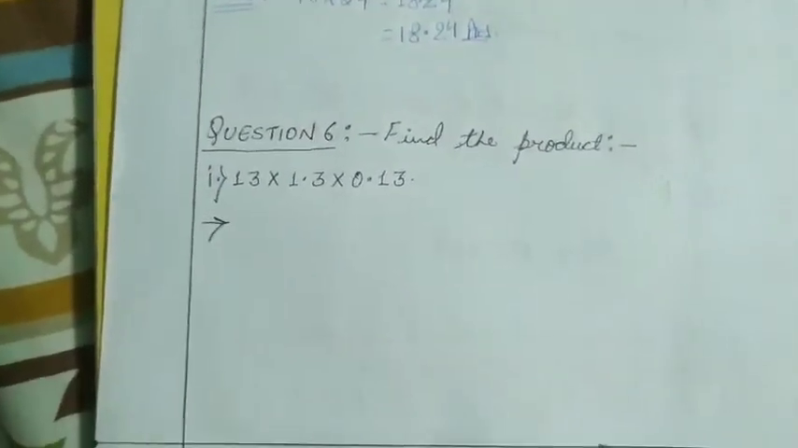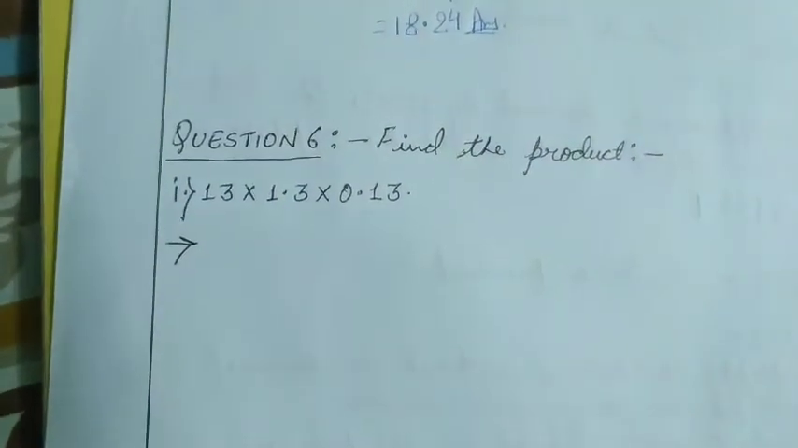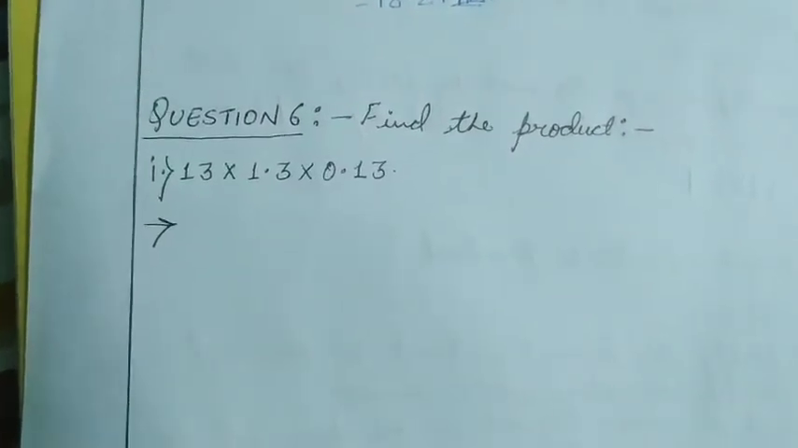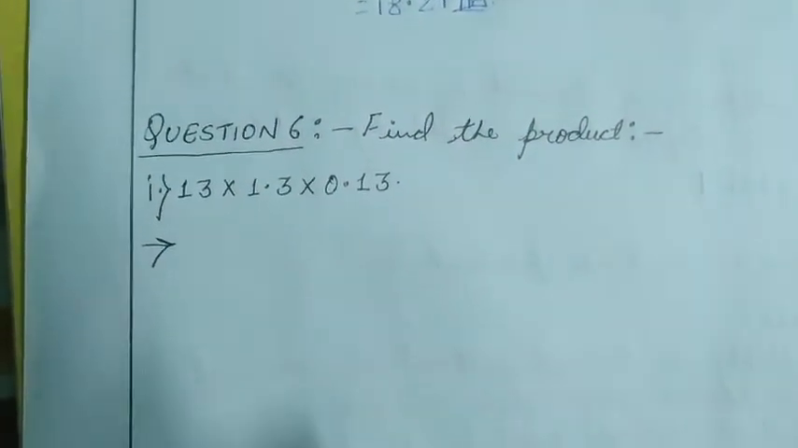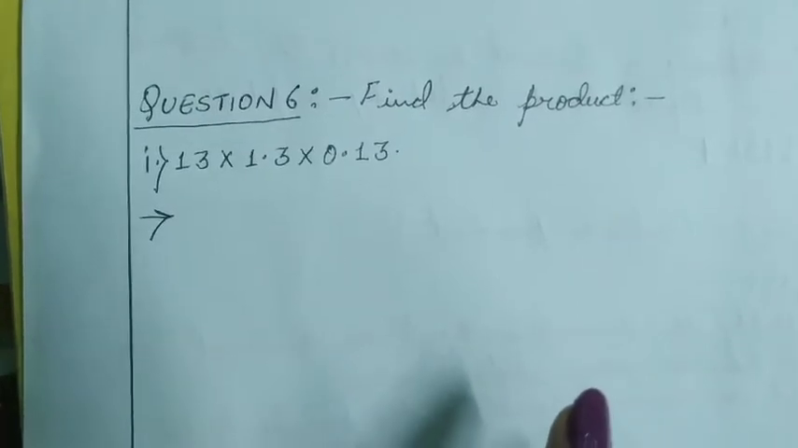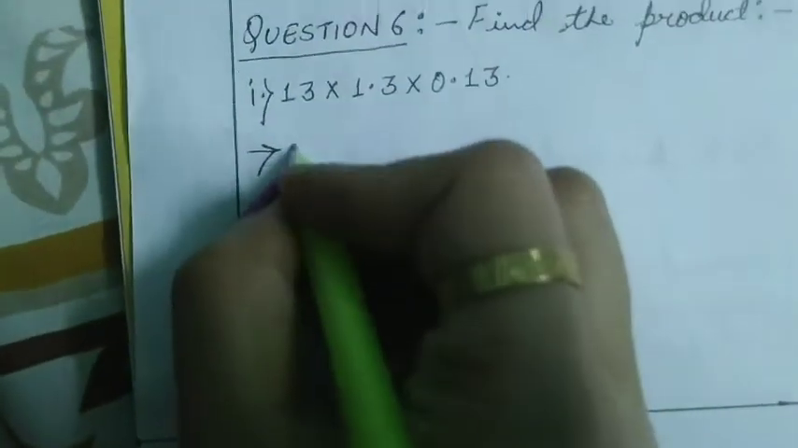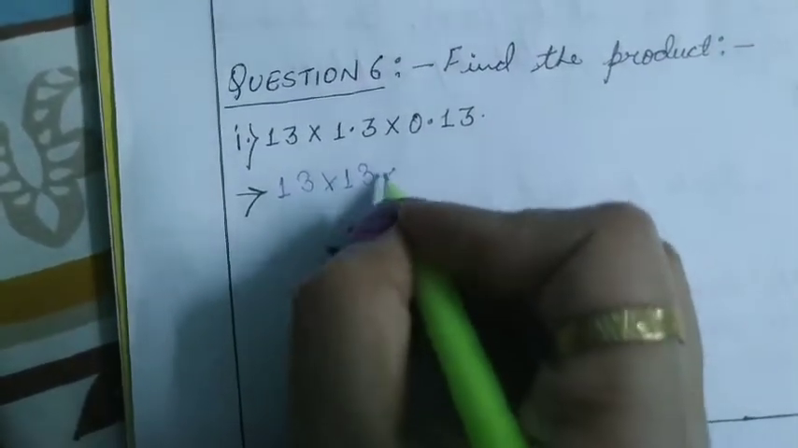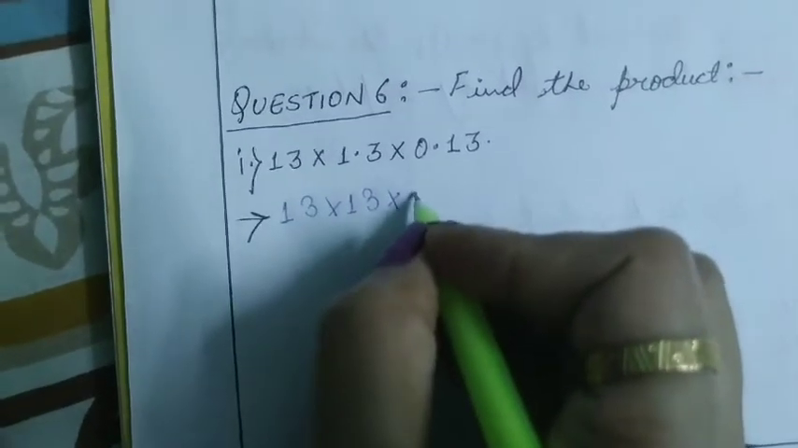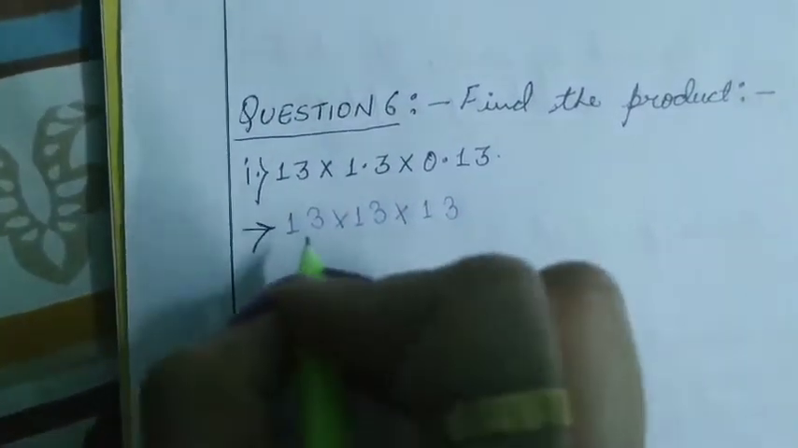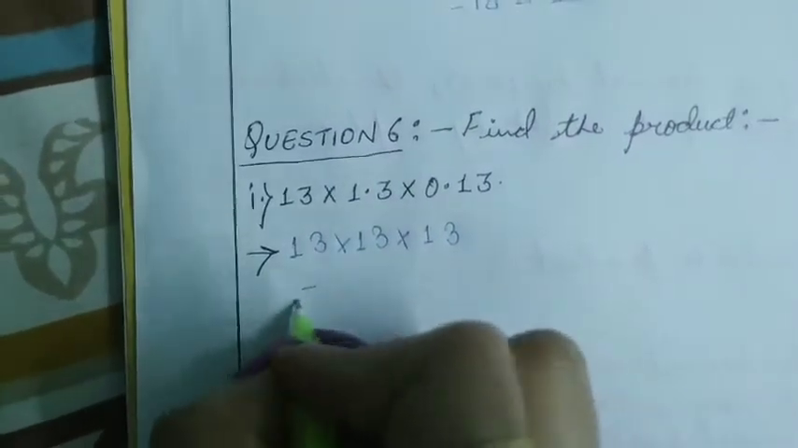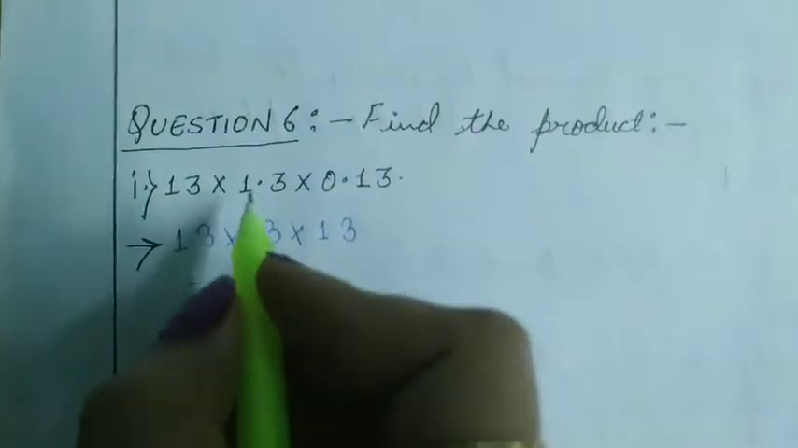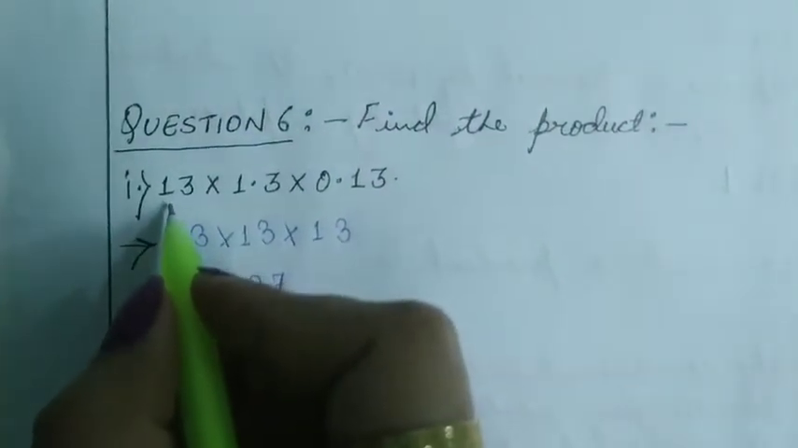Question number 6. Find the product 13 into 1.3 into 0.13. So first we will multiply the numbers without the decimal point, just like a whole number. That means 13 into, we will remove the decimal point, 1.3 becomes 13, and again 13. 13 into 13 into 13. So we will get 2197.